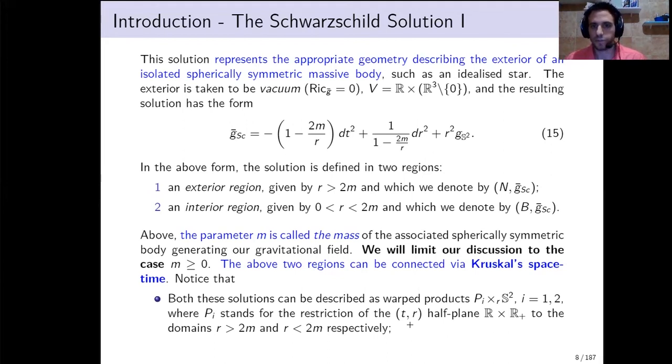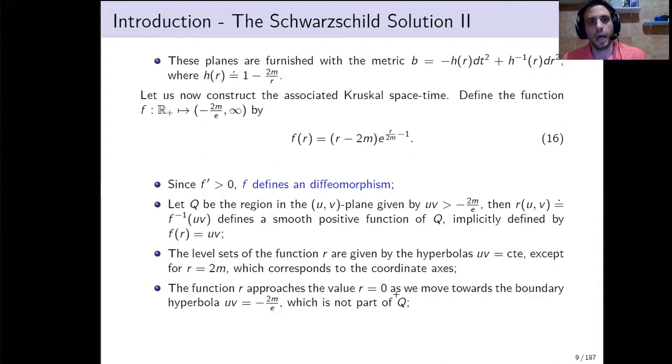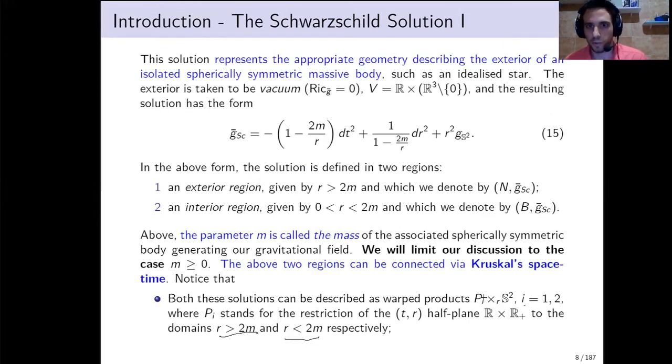And the first step is to realize that these kind of metrics can be realized as warped product spaces for each one of these regions. Here, this P sub i with i equal to 1 or 2 stands for the restriction of the t-r half plane to either r greater than 2m or less than 2m respectively. Okay. And then these planes are furnished with this metric, where this is the function that is involved here in the Schwarzschild solution. And then we have that this metric is actually the warped product metric given for this structure.